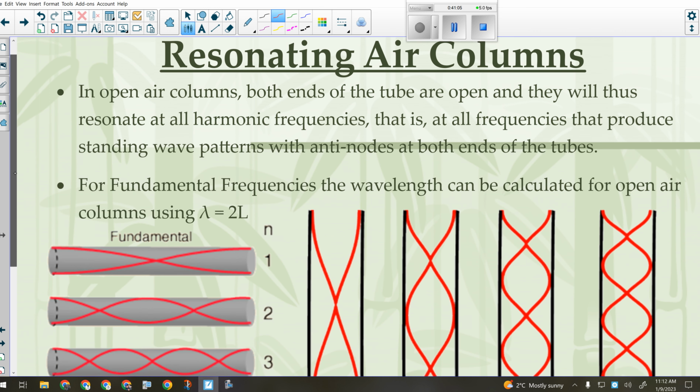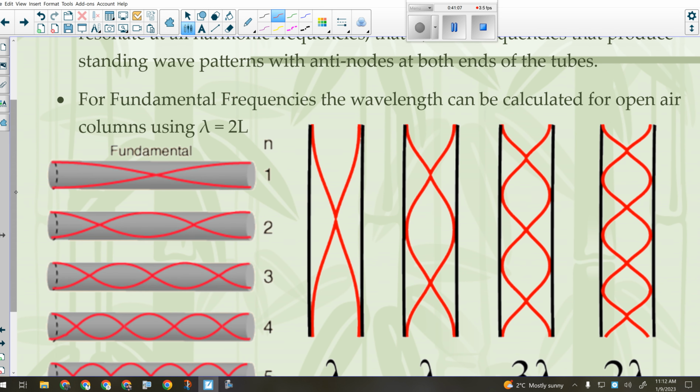So open air columns, as their name would imply, are open at both ends. So the waves actually reflect off the inside of the tube, not off the end. And what that produces is antinodes at both ends at all frequencies. So this would be F1. How many wavelengths are in the tube?